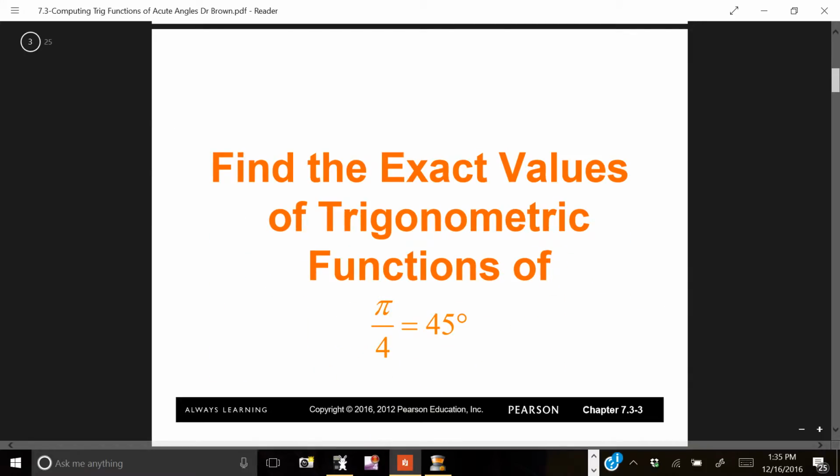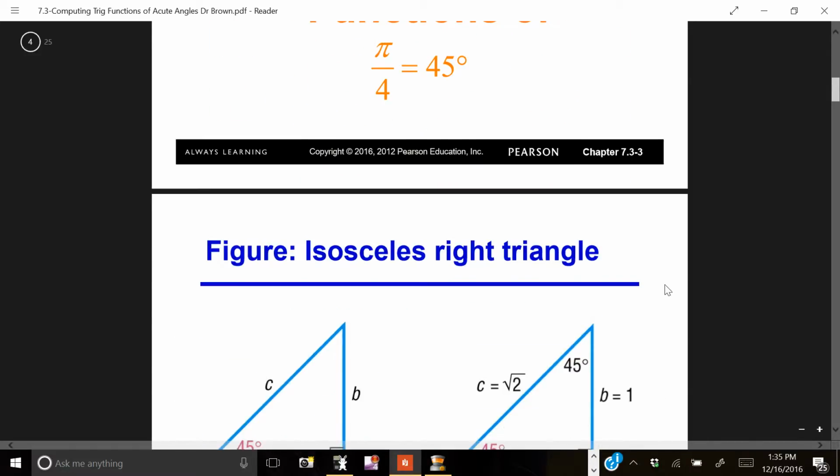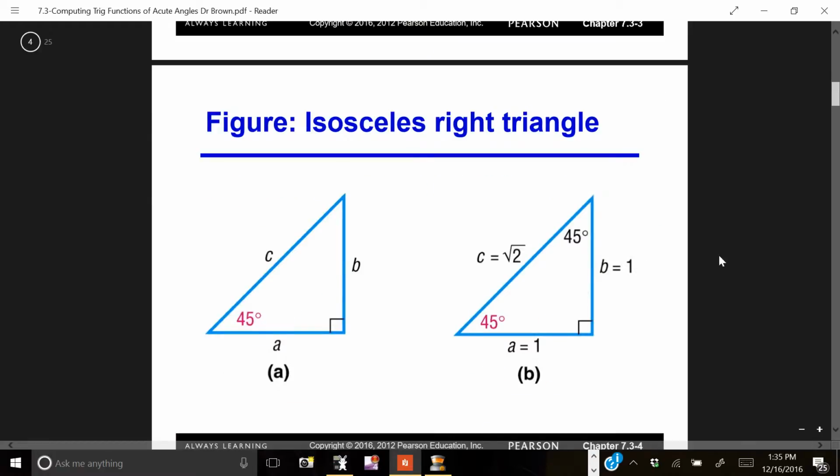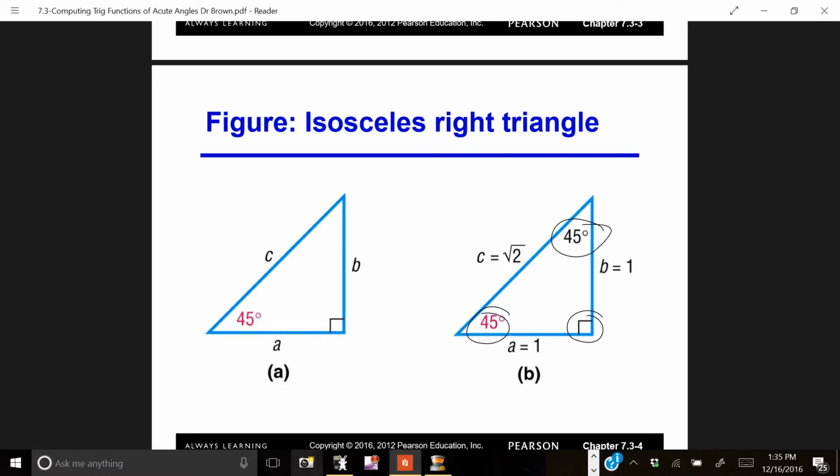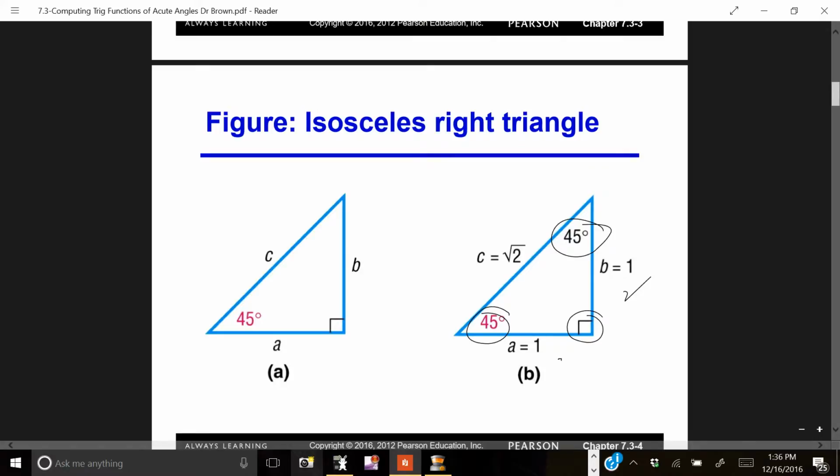So now we're going to find the exact value of trigonometric functions of pi over 4. So let's look at this triangle. It's an isosceles right triangle. If one of the acute angles is 45 degrees and it's a right triangle, then this other angle has to be 45 degrees. And that means that we can build a right triangle with both sides 1.